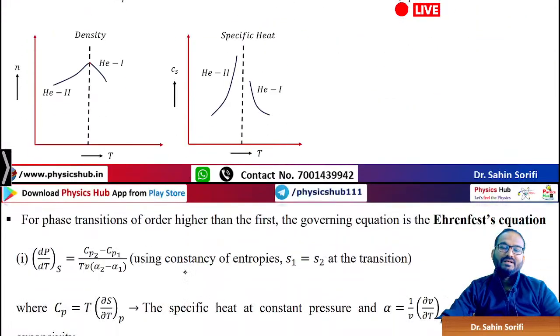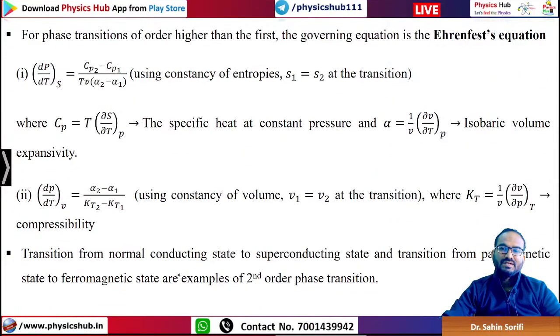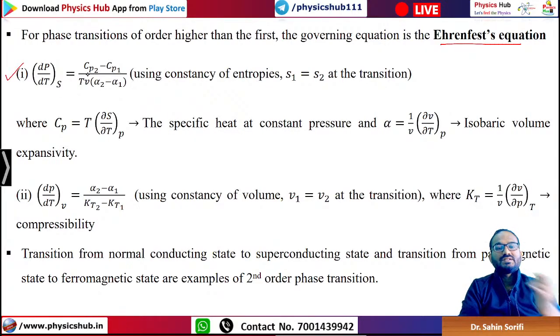Now, what are the mathematical equations which govern this second order phase transition? For phase transitions of order higher than the first, the governing equation is the Ehrenfest equation. Although these equations do not generally come in exams, you have to be prepared well. So for your convenience, I have just mentioned it. dP by dT equals Cp2 minus Cp1 by T into V into alpha2 minus alpha1, using the constancy of entropy. S1 is equal to S2 at the transition.